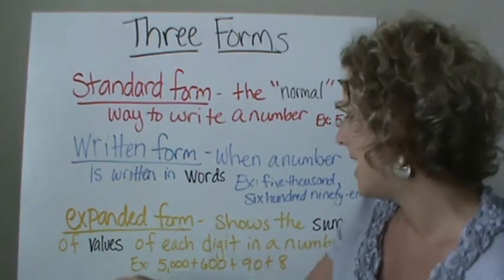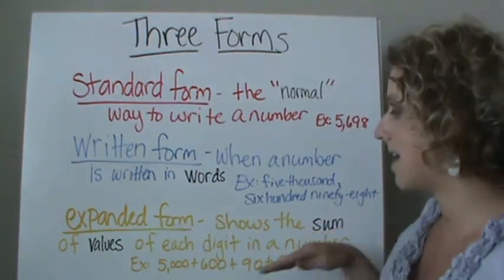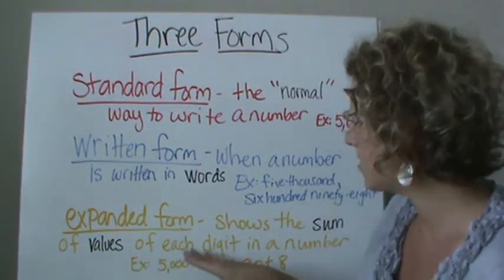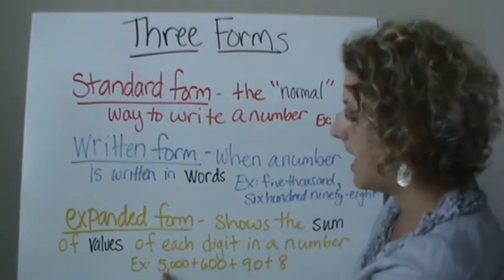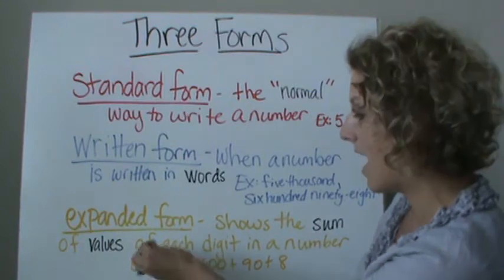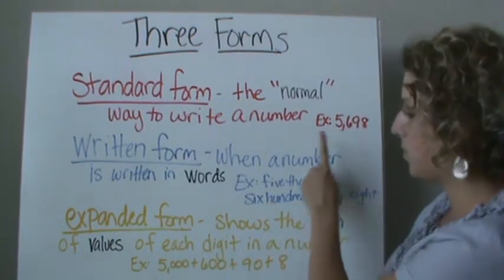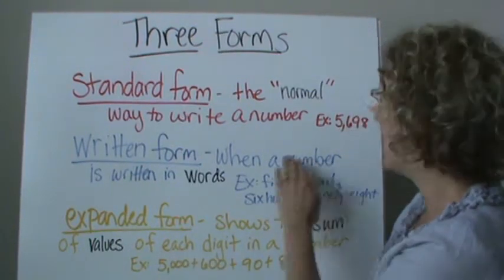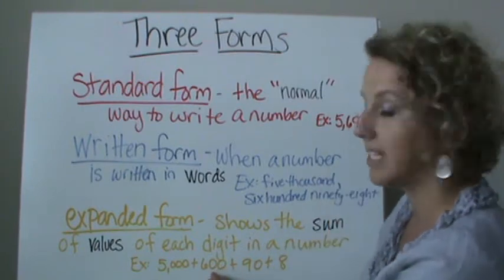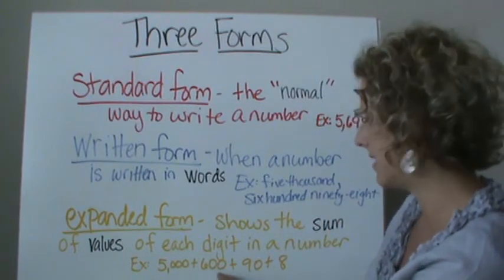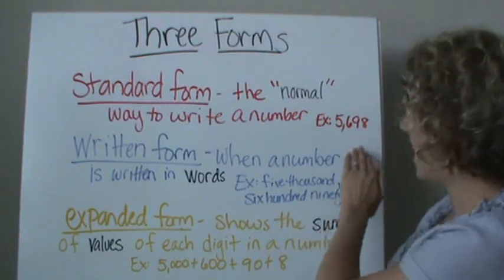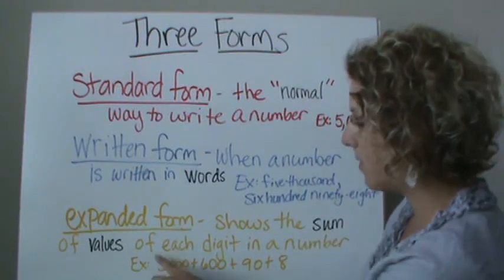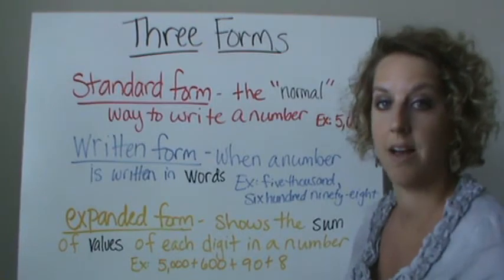expanded form. It shows the sum of values of each digit in a number. So again, take that standard form and turn it into the value of each number. So the 5 is worth 5,000. The 6 is worth 600, so you do 5,000 plus 600. The 9 is worth 90. And the 8 is worth 8. So that would be the expanded form of the number.